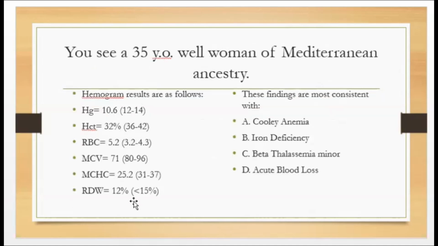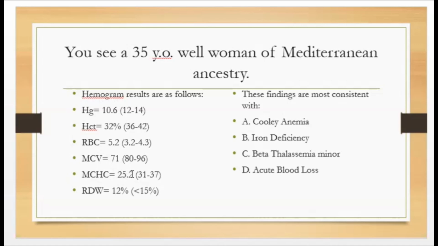So this is another one you need to know. Let's look at this very carefully. You see a 35-year-old well woman of Mediterranean ancestry. Even if I don't know any other thing, where do we have Mediterranean ancestry we were talking about? Is that iron deficiency or thalassemia? Even if you don't know anything about this question, you look at the MCV, which is low, which is your microcytic. Then the MCH of 25 is low, which is hypochromic.